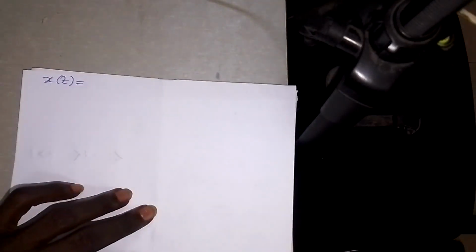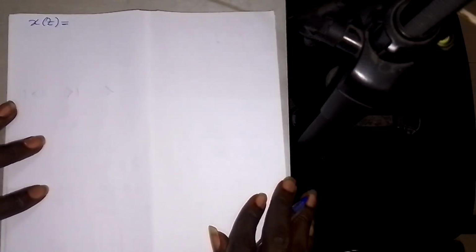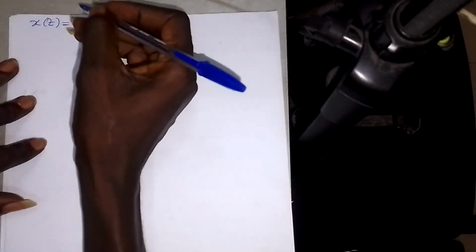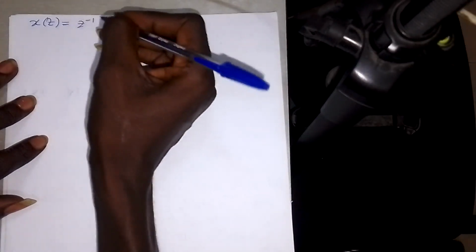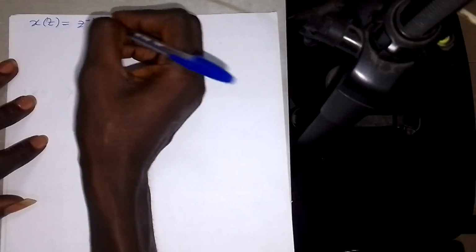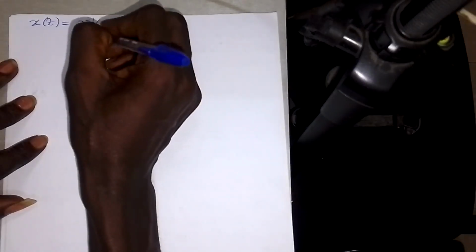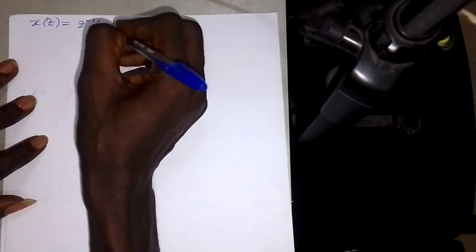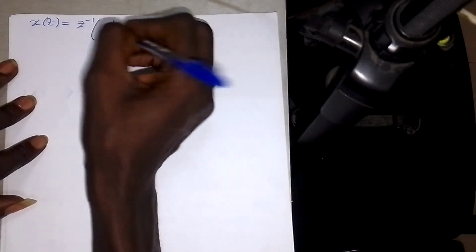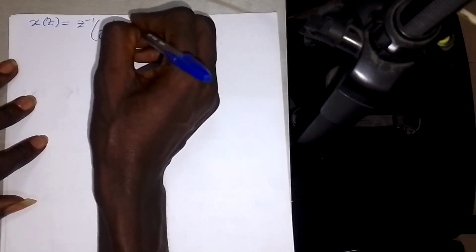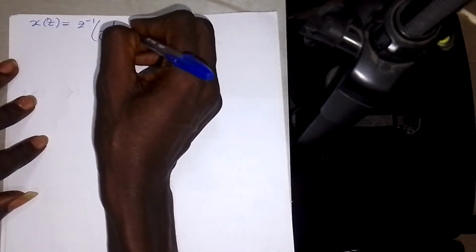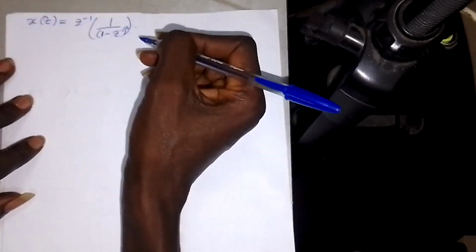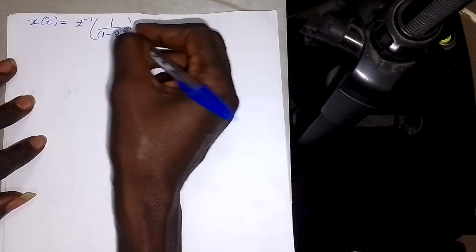Continuing from there, we are actually going to have z inverse into 1 over (1 minus x), where x is actually z inverse, all squared. Basically, this is what we're going to have.